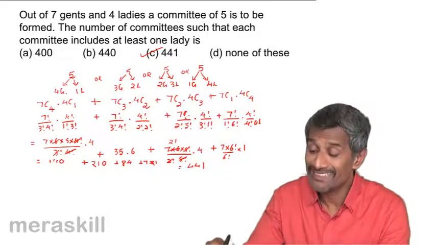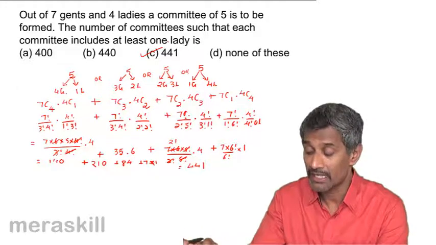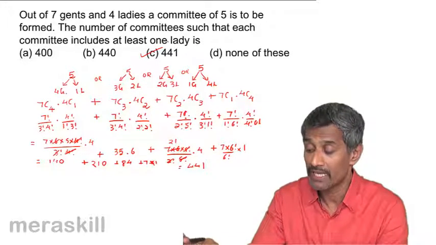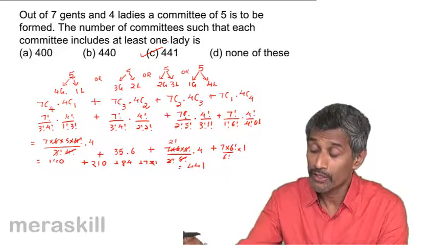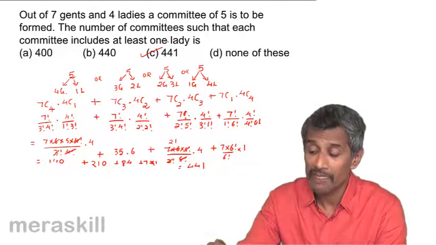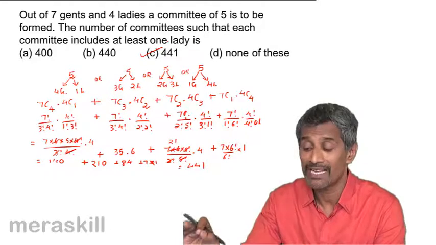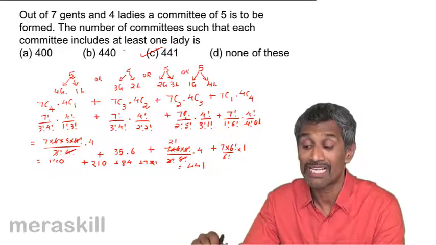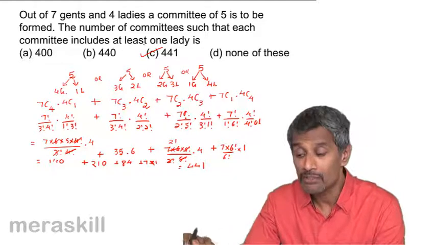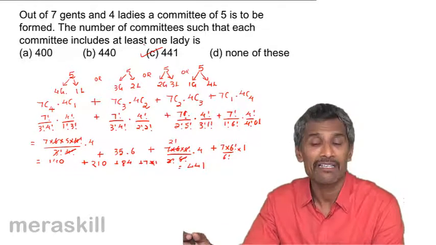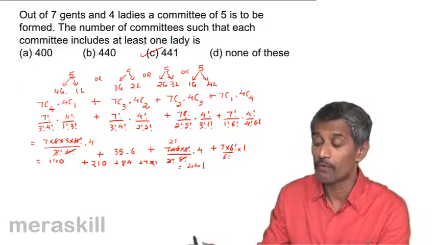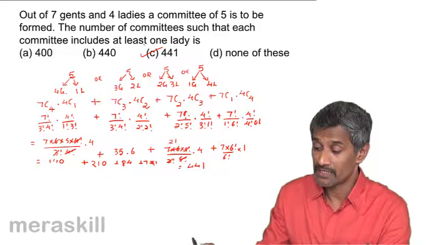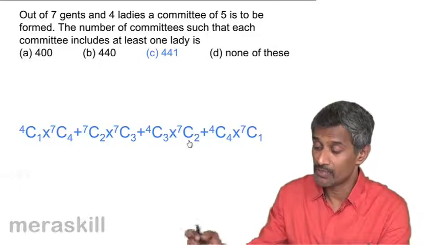So remember, at least could mean either 1 lady or 2 ladies or 3 ladies or 4, or it could even be 5, but then available ladies are only 4. So there has to be minimum 1 gent in any case. So understand the difference between at least, and we'll come across cases wherein there will be at most also. So there are 441 such possibilities. So let's see. Yes, we do have it that way.